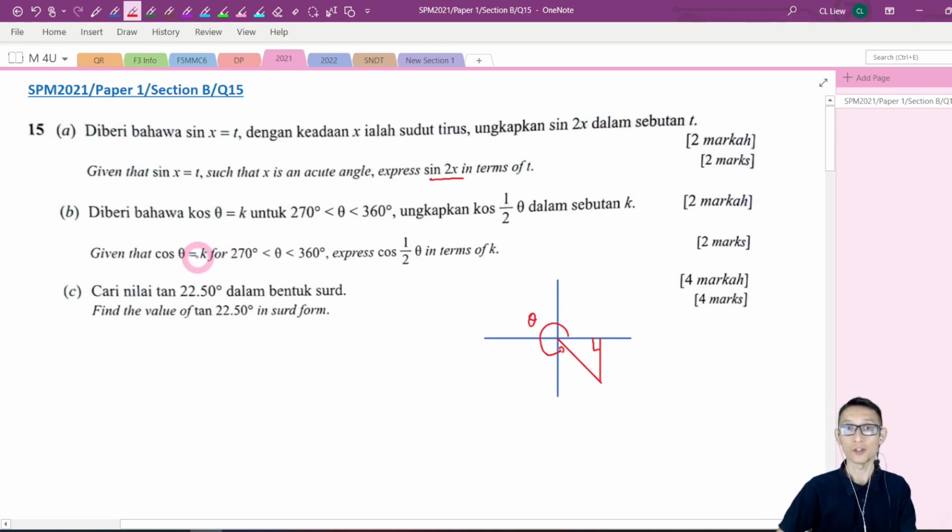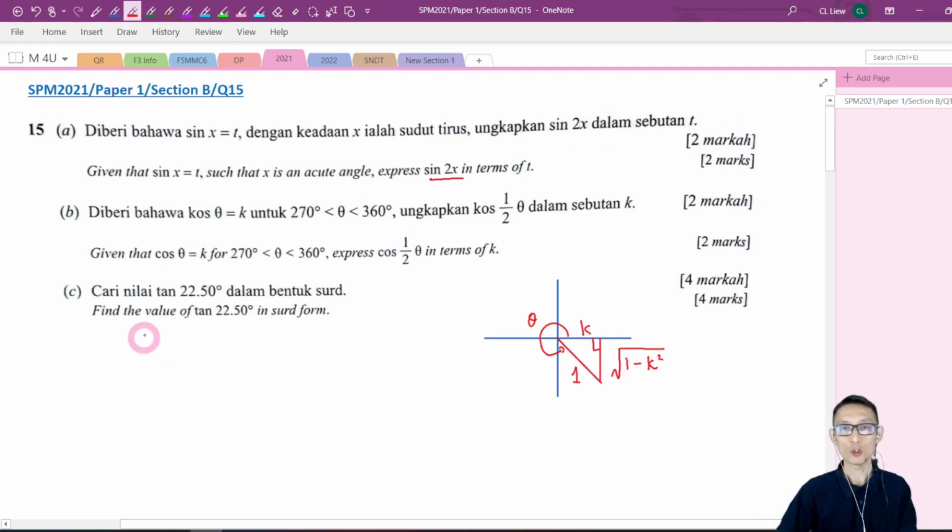Cosine theta is equal to k, CAH, adjacent divided by hypotenuse. So k is adjacent, divided by hypotenuse. Okay, so can we get the length here? No problem, right? So square root of 1 squared minus k squared. I do not write the square because 1 squared and 1 is the same thing. And then square root it. Okay. Now, we are looking for cosine 1 over 2 theta.